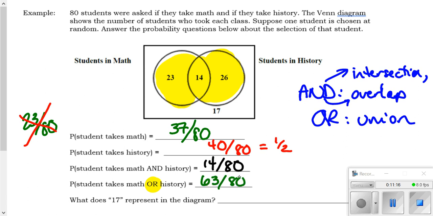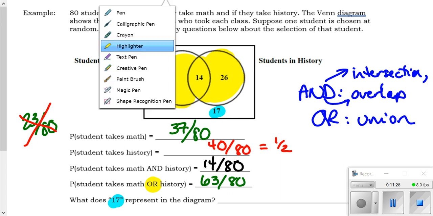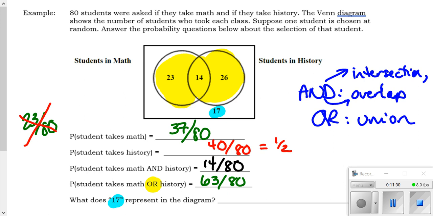Right, so the one number that didn't get used in this problem yet is the 17. What's true of the 17? The 17 people don't take math and they don't take history. They take neither one. So no math, no history. They are outside of those two groups.